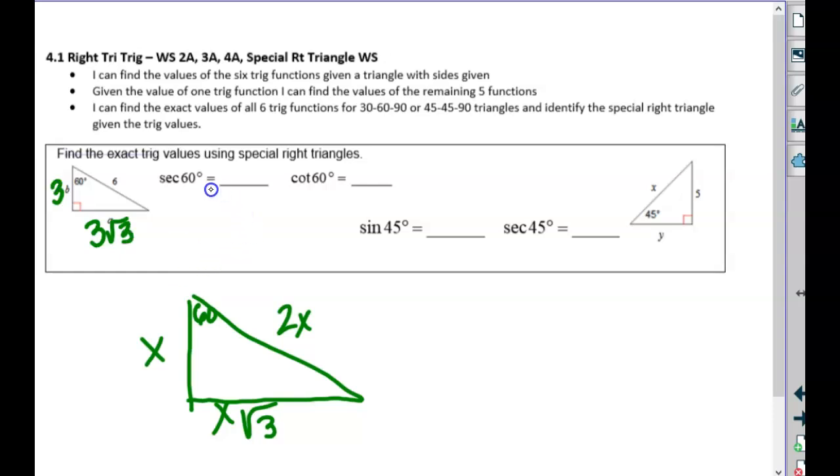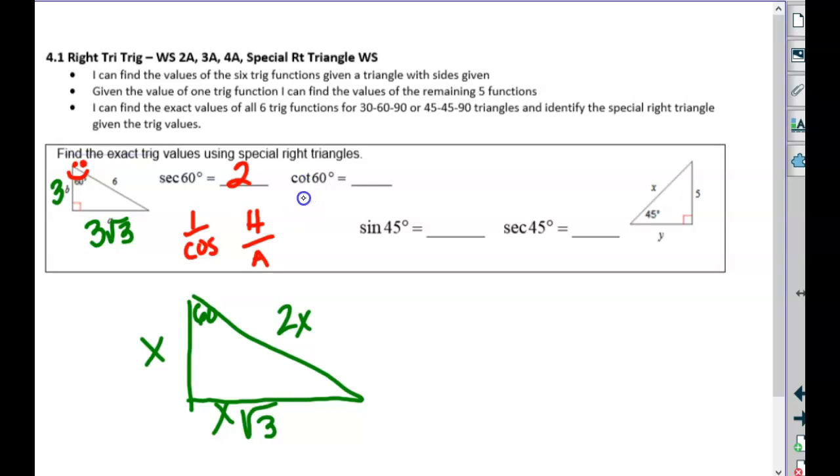But the secant of 60 is from this angle, the 60 up here. What is the definition of secant most of you are comfortable with? Okay, it is the reciprocal of cosine, so it's hypotenuse over adjacent. So it would be 6 over 3 or 2. We good on that one?